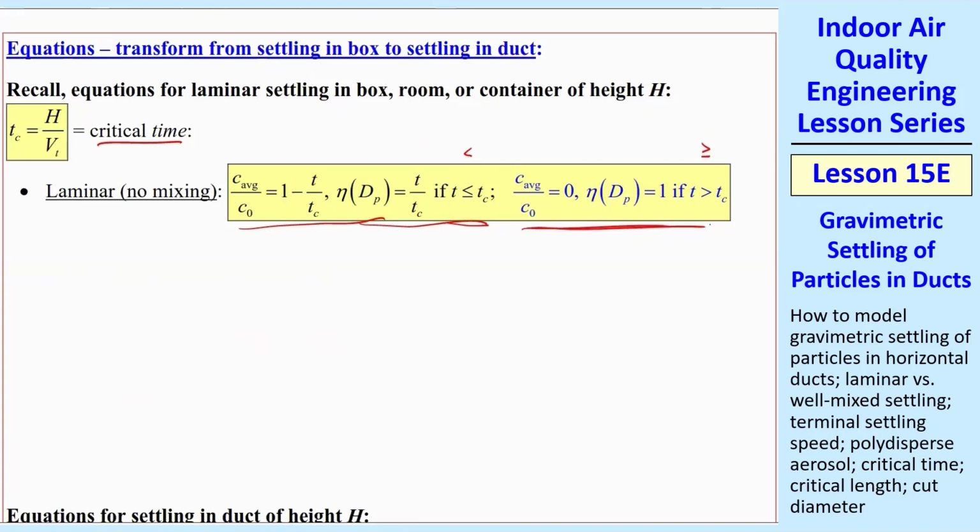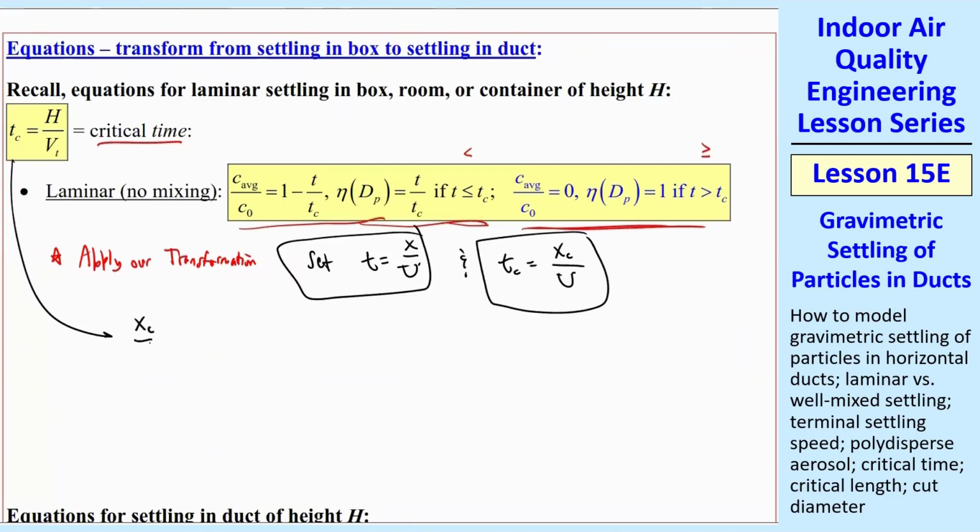I'm just not being consistent. But anyway, after T is greater than Tc, we have no concentration because they've all settled. So all we have to do is apply our transformation that we just wrote. That is, everywhere there's a T, we set it to x over u, and Tc will be xc over u. So let's plug that in.